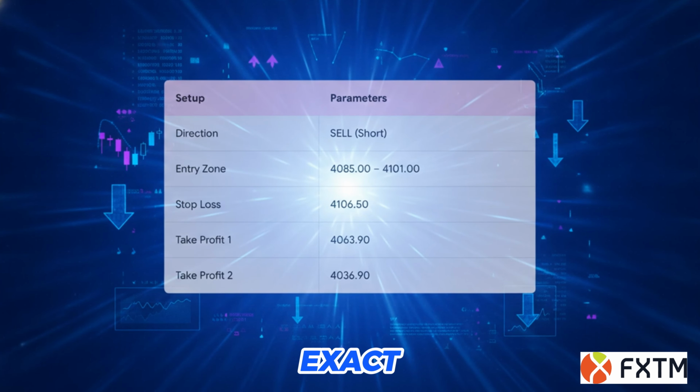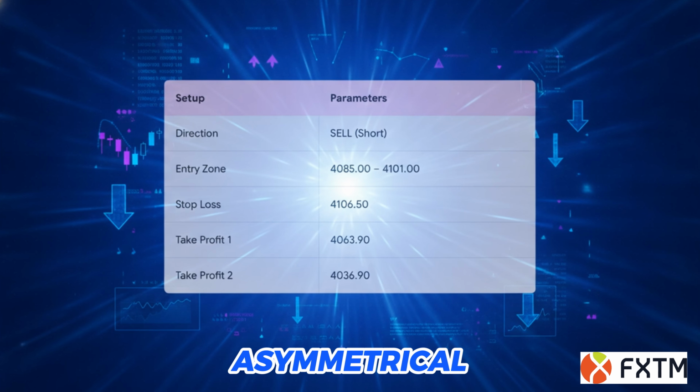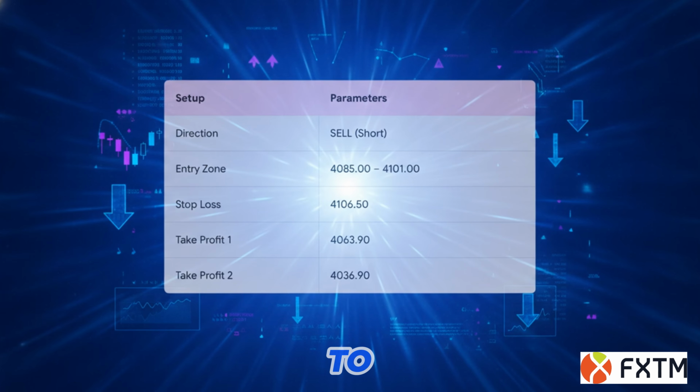Let's break down the exact prop firm trading plan based on scenario 1, our sell setup. The direction is short. Our entry zone is within the premium array from 4085.00 to 4101.00. We'll set our stop loss firmly at 4106.50, which places it just above the M15 structural high. Take profit 1 is going to target internal liquidity at 4063.90, and take profit 2 targets the external H1 sell-side liquidity down at 4036.90. This gives us a highly asymmetrical risk-to-reward ratio of about 1 to 4.5.